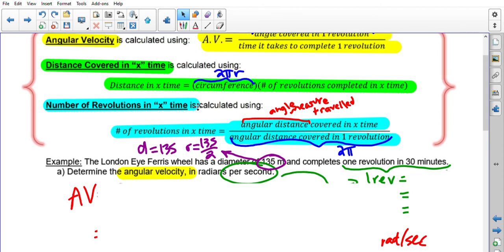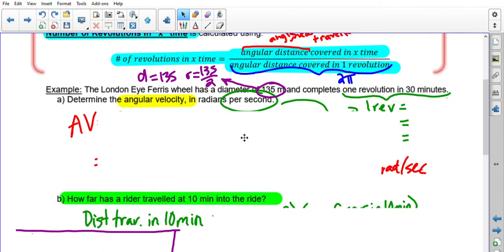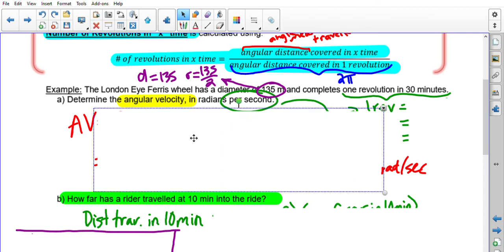So we're going to use these 3 examples and the next 2 examples here. All right, it says the London Eye Ferris wheel has a diameter of 135 meters and completes 1 revolution in 30 minutes. Determine the angular velocity in radians per second. So basically they're saying, what angle measure does the wheel travel through in 1 second?